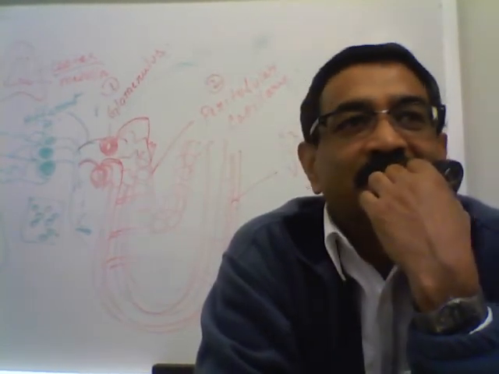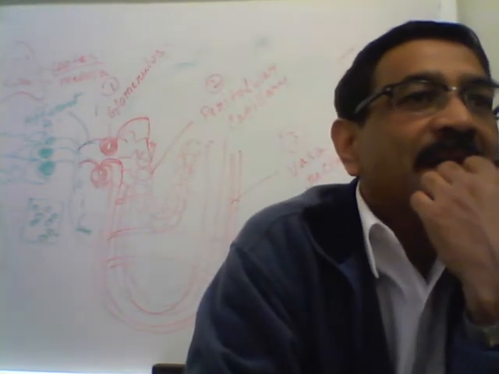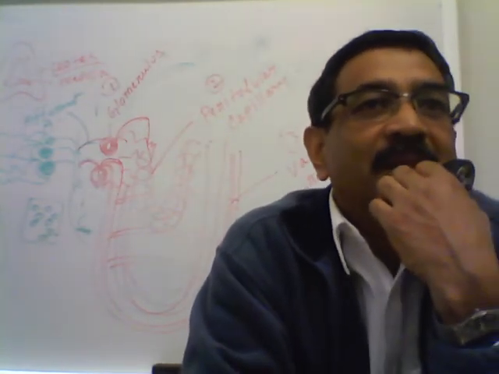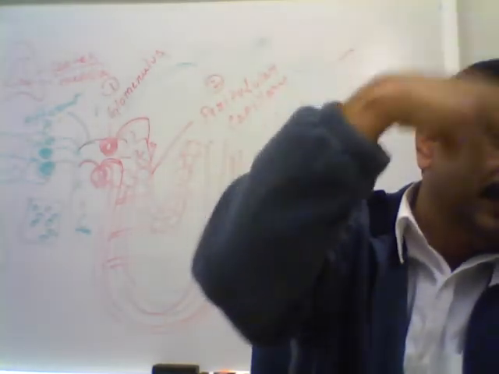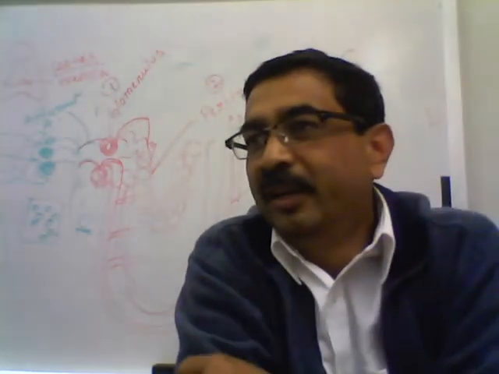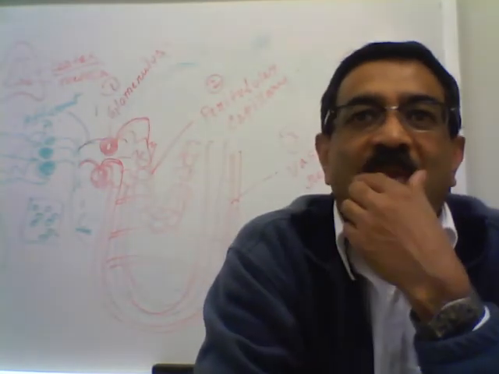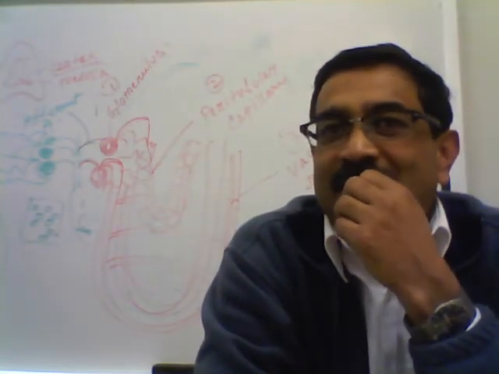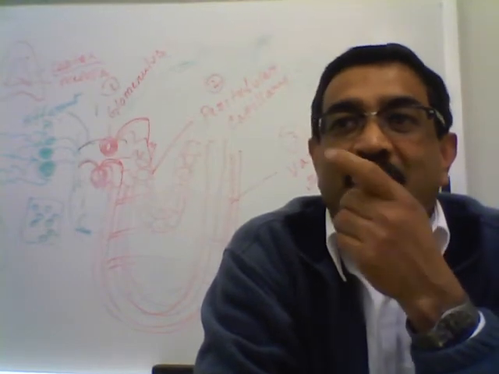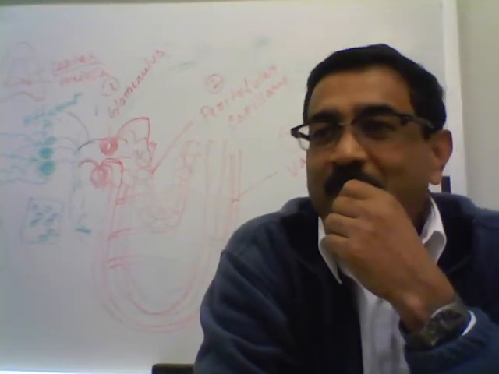The capsule is like this, and glomerulus is like a tuft, coiled. Yeah, we will see in the lab, the lab part.